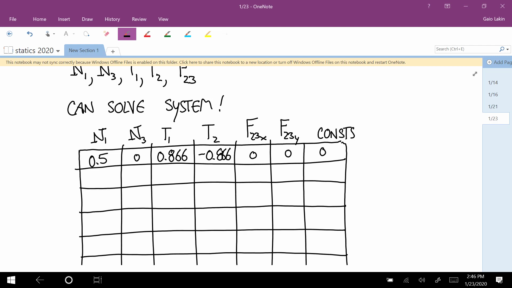Everybody with me on that? Then for the second equation, for N1, we have 0.866. For T1, we have negative 0.5. For T2, we have positive 0.5. And for the constant, we have positive 9.81, and the rest are zeros. For equation 3, the only thing we have is a 1 for F23x, and zeros everywhere else.